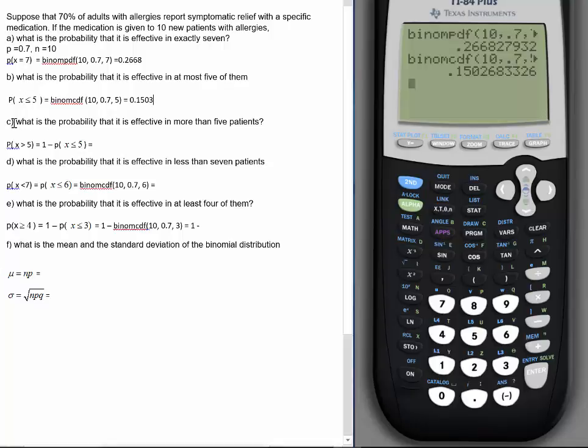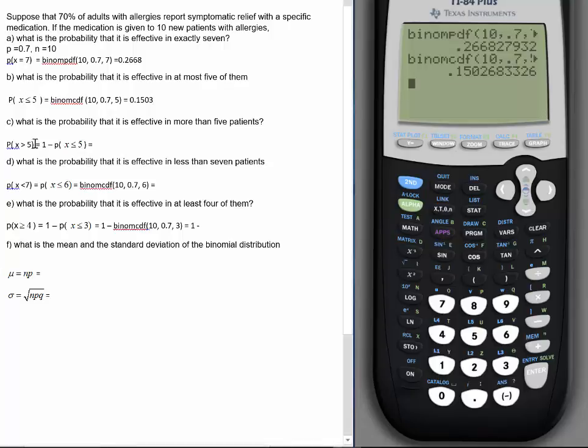Part C, what is the probability that it is effective in more than 5 patients? As I told you, the calculator has only 2 built-in functions for binomial probability, one for exactly equal to and the other one for less than or equal to. There are no other functions, but we're gonna try to rewrite the problem in a way that we can make use of those functions. So x greater than 5, guys, means 6 or 7 or 8 or 9 or 10. That's what we want.